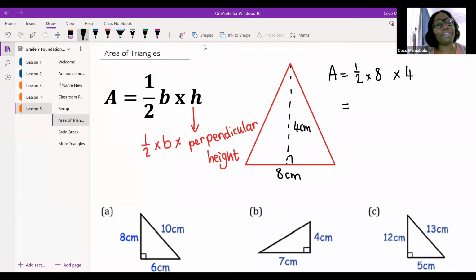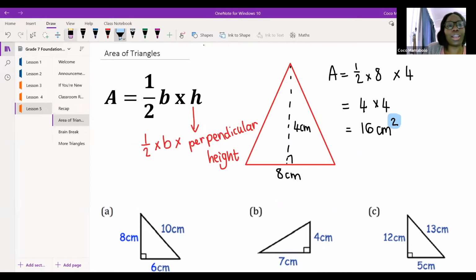Yes, good. So half of 8 is 4. And I'm going to multiply that by my perpendicular height. So the area of my triangle is going to be 4 times 4, which is 16 centimeters squared. Because remember, guys, area is calculated in units squared. So that's squared there. Very important. We must have it in a unit squared.